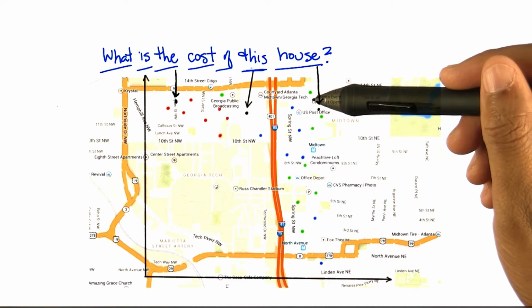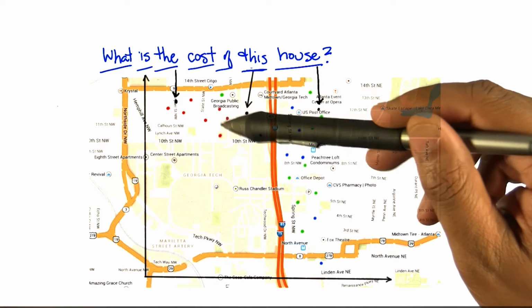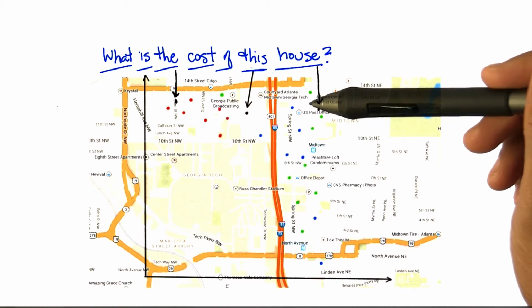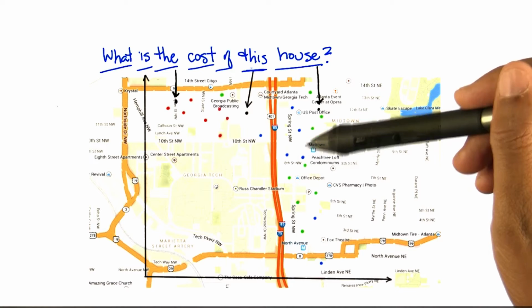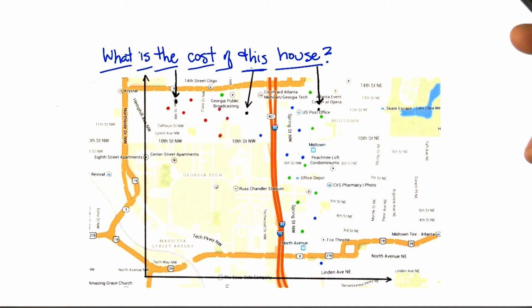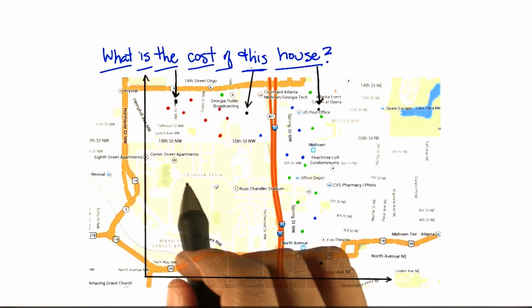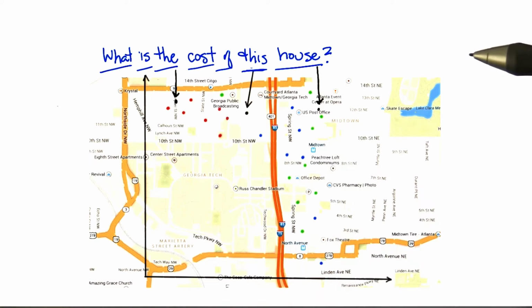And you'll notice that each of the dots is colored. I'm going to say that red represents really expensive houses, blue represents moderately expensive houses, and green represents really inexpensive houses. Okay. So where is this? Oh, this is Georgia Tech, as you can tell, because it says Georgia Tech. Oh, I see it now.